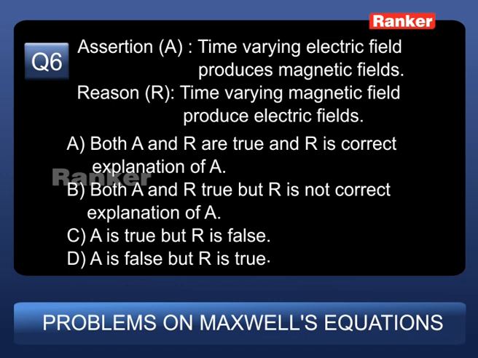The options are like this. Option A: both A and R are true, and R is the correct reason for A. Option B: both A and R are true, but R is not the correct reason for A. Option C: A is true, but R is false. Option D: A is false, but R is true.